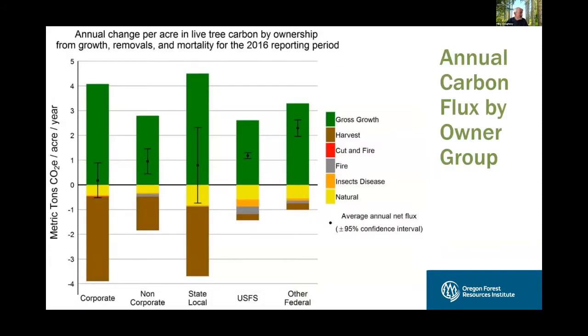And the final thing to look at, what they looked at in the flux, this is in the FIA study, is what happens to it. So each year you grow so much carbon and something's going to happen to it. So we have our gross growth, which is here in green, and then it can be harvested, it can be cut, it can be lost to fire, it can be lost to insects and disease. So the black dot is the mean, the net.